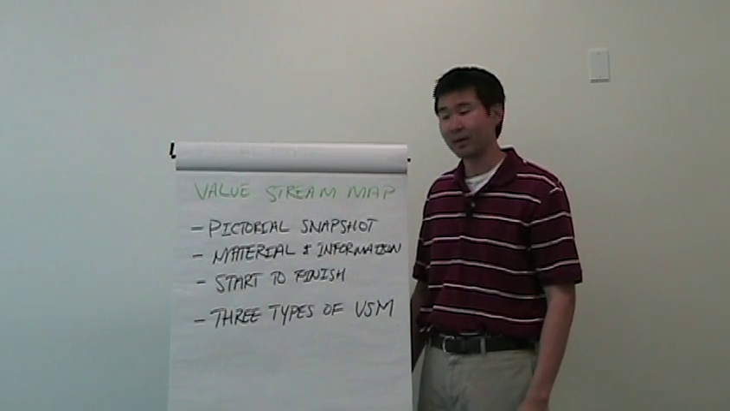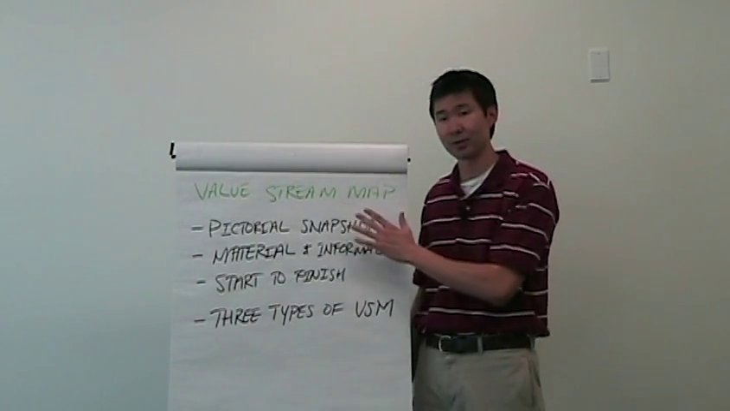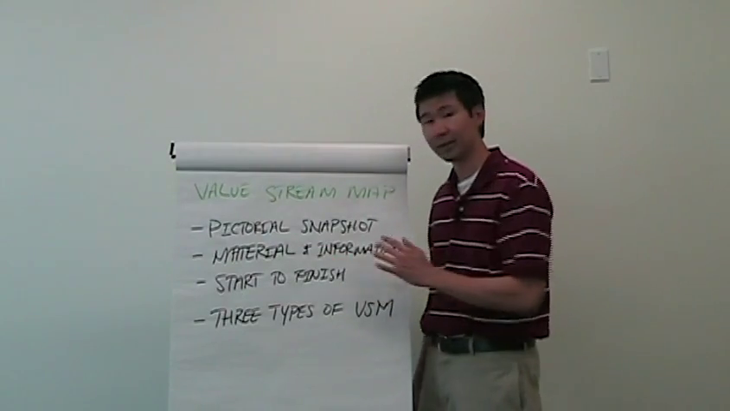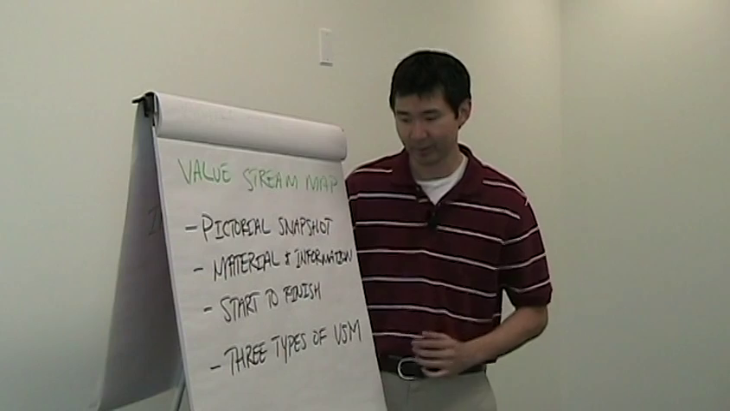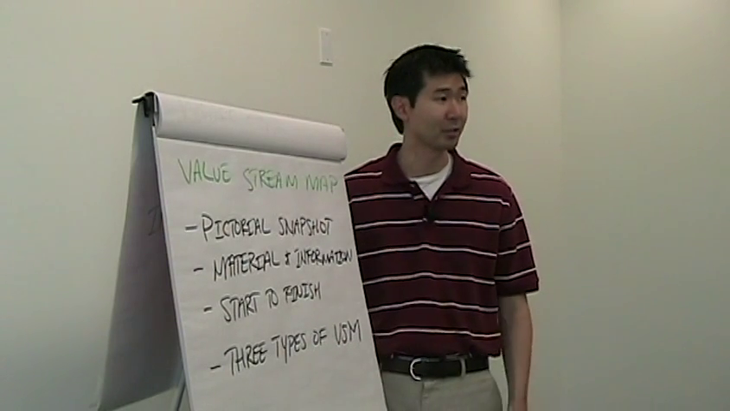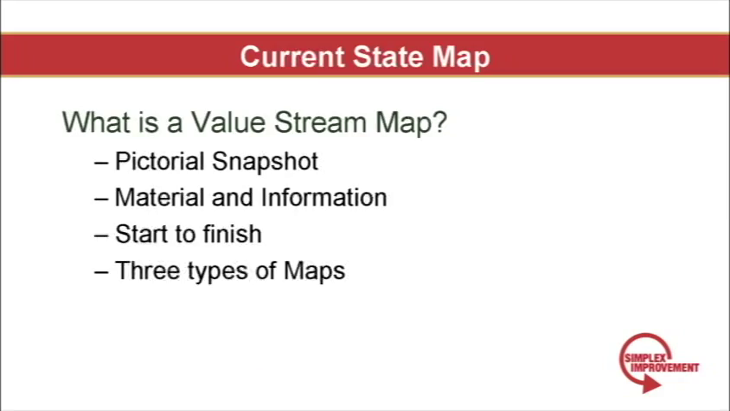So what's a value stream map? It's actually a pictorial snapshot of your shop floor. It gives material and information flow data, and it goes from start to finish, so supplier to customer. Now there are 3 value stream map types that you need to be familiar with. They're the current state, the future state, and the ideal state map.